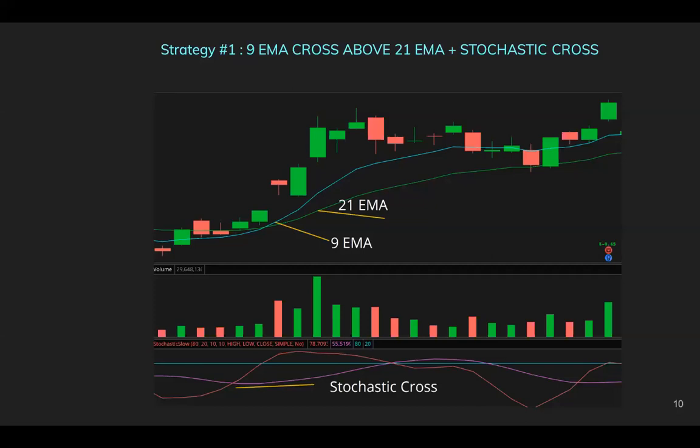If you're looking at a 5-minute chart and you have a 9 EMA, how many minutes is the EMA taking an average of? 45 minutes, right? If I'm looking at a 21 EMA and I'm looking at a 4-hour chart, how many hours is the EMA taking an average of? Around 200 hours, right? When the lower EMA crosses above the higher EMA, it generally means that it's a buy signal.